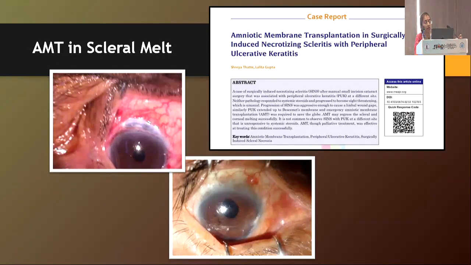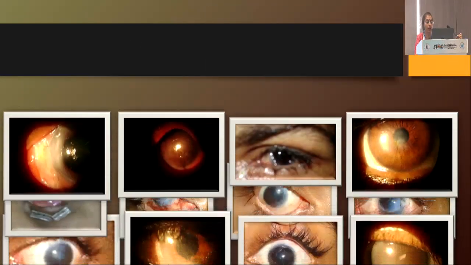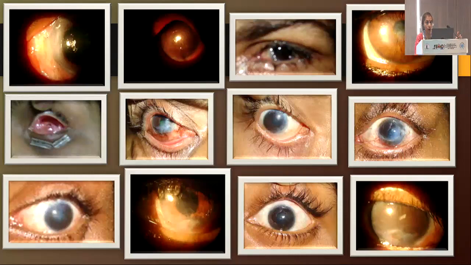In the end, I will just tell you about one case after small incision cataract surgery. There was surgically induced necrotizing scleritis. The sclera was very thin, and here also I put a roll of amniotic membrane, and this healed completely. So with the help of amniotic membrane, you can treat various types of ocular surface disorders of various etiologies.